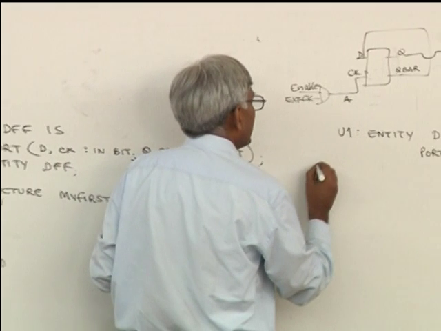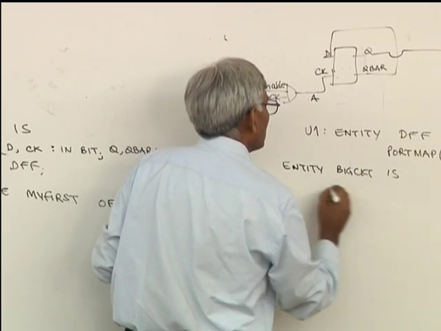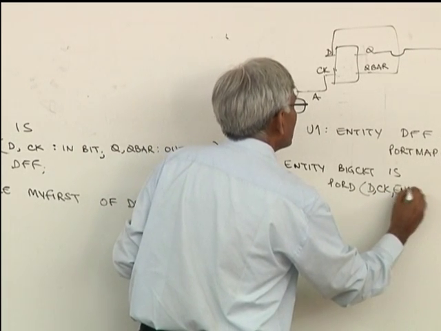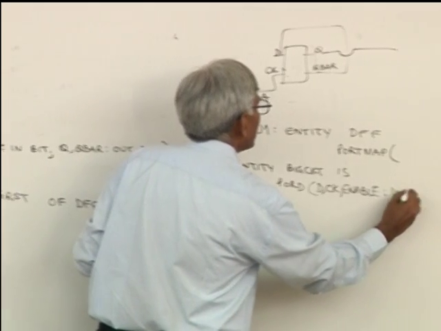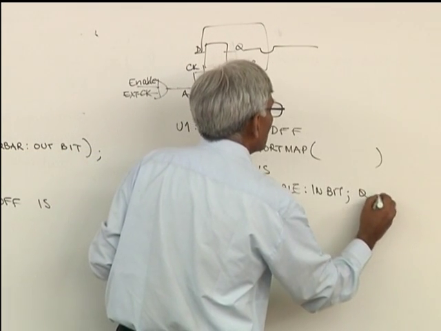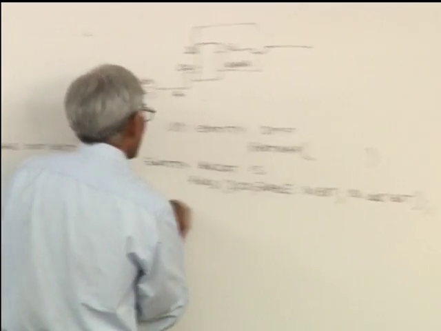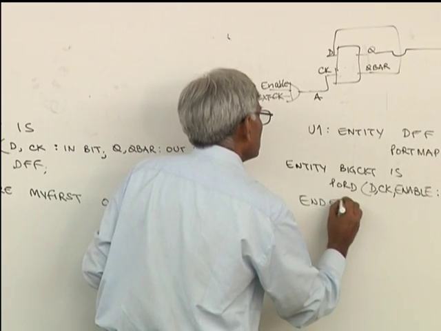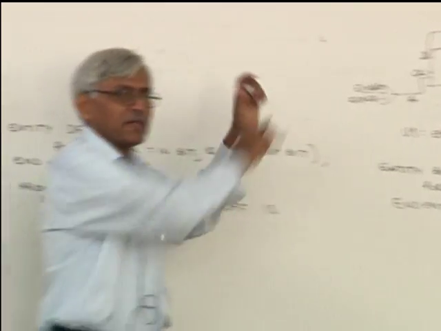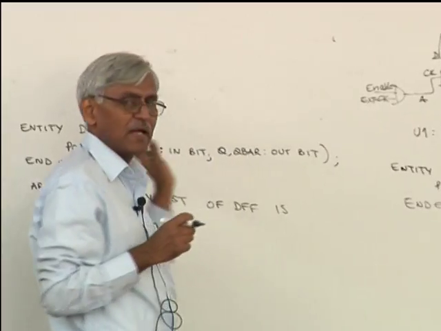So for example, you will say entity big circuit is port D, clock, enable in bit, and you might directly say Q out bit. Okay, end entity big circuit. So you declared the now bigger circuit using that smaller piece. Okay, assume that just like D flip flop, you have described the AND gate also.